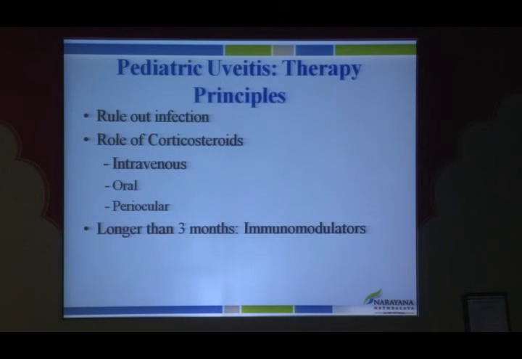So whenever we see a child with uveitis, we need to rule out infection. Then steroids, we start with either intravenous or oral. Whenever the steroid is needed for longer term, we switch over to immunosuppressive therapy.